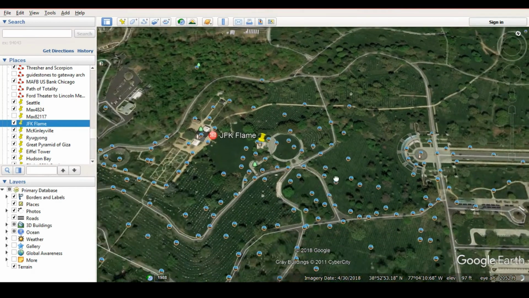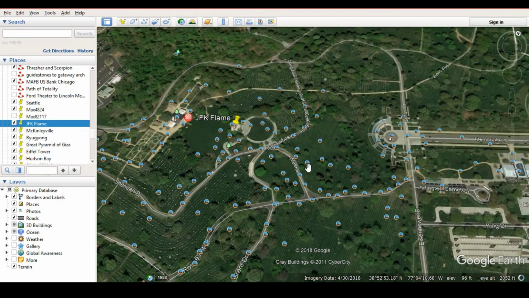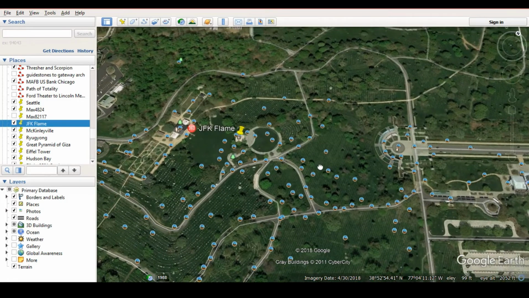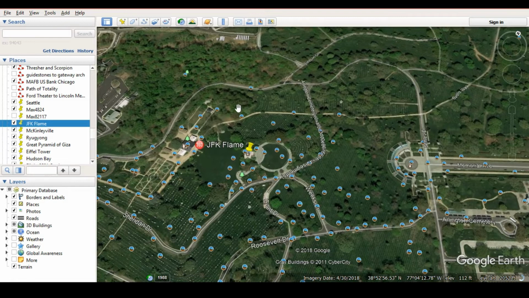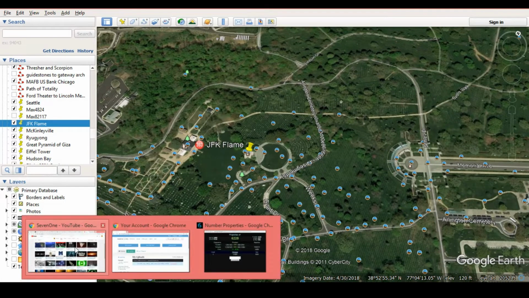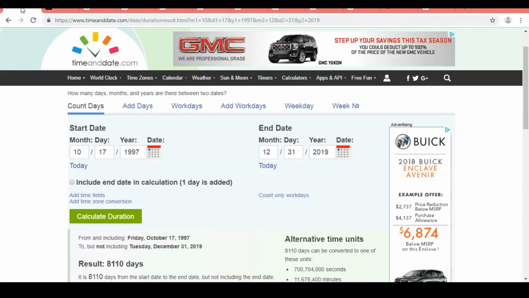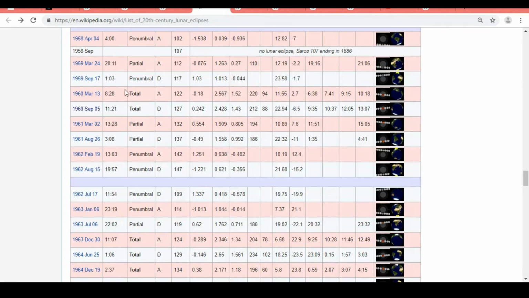And how do we know for sure that we're referring to Egyptian mythology and a lunar eclipse in reference to the JFK assassination? If we look at the JFK assassination, that was on 11/22/1963. If we look at the last total lunar eclipse before the assassination, it was on September 5th, 1960.